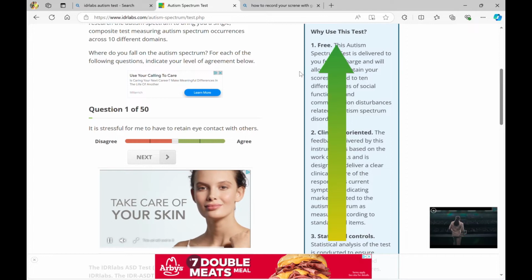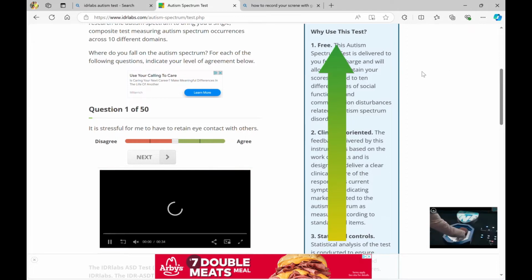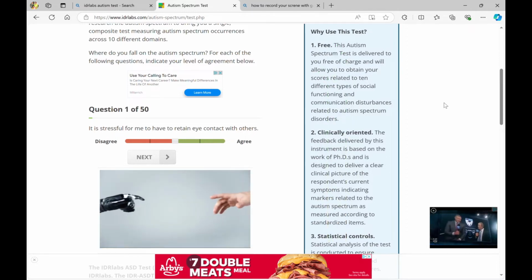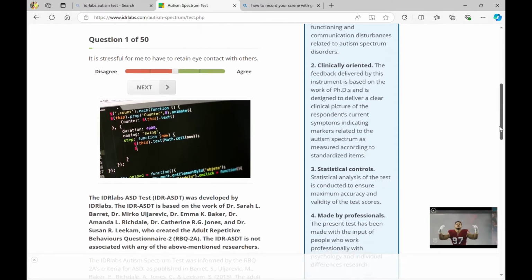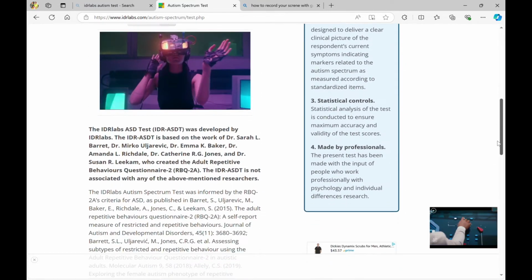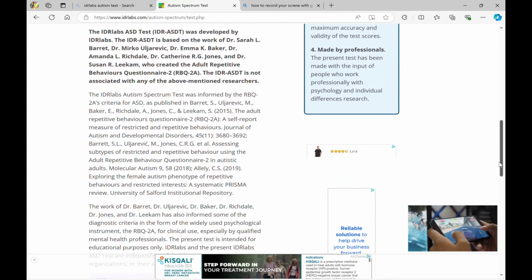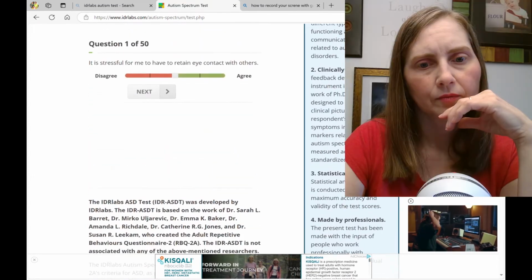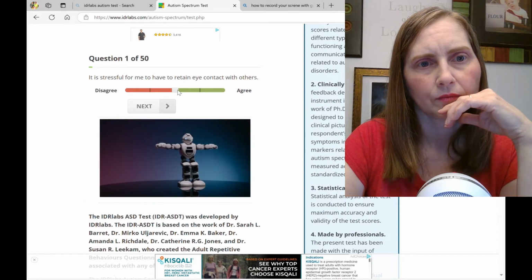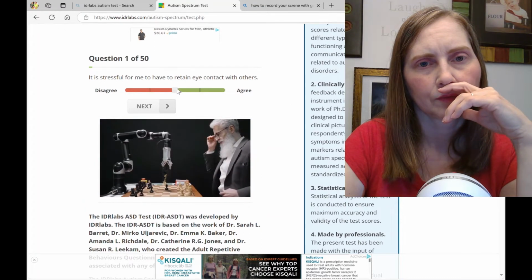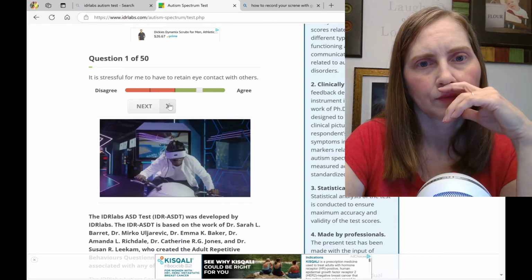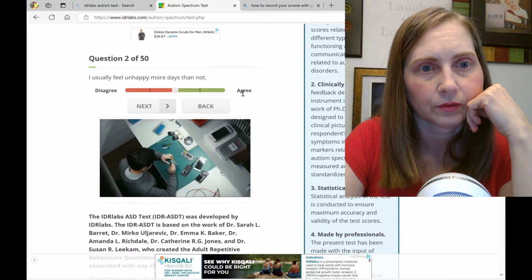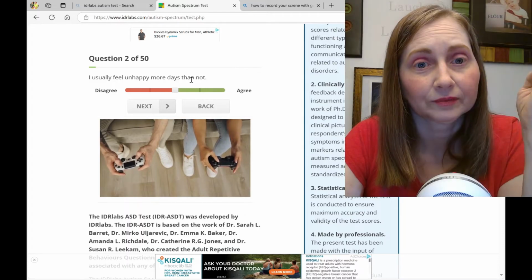And if you look over here to the right, it tells you why to use this test. It's a free test. It's clinically oriented, has statistical controls, and it's made by professionals. Sounds good to me. One thing I found very distracting were these ads. I had to hyper-focus on the questions up above that. This test only ended up taking me just a few minutes to take it. Yay! I'm really excited to get the results of this.